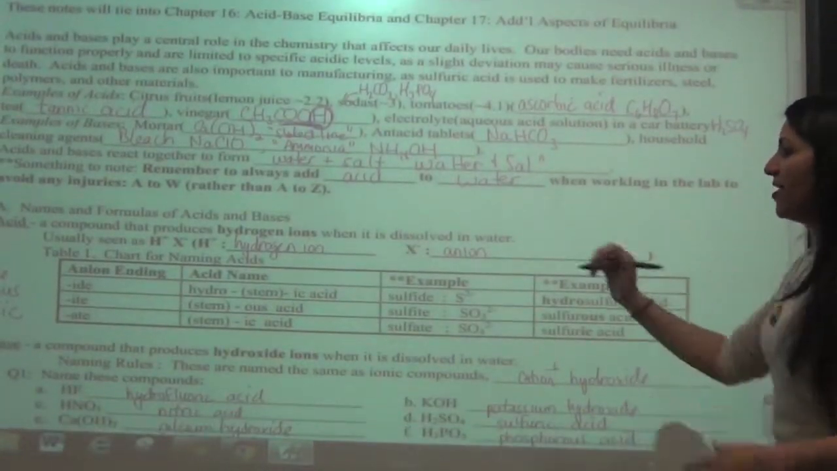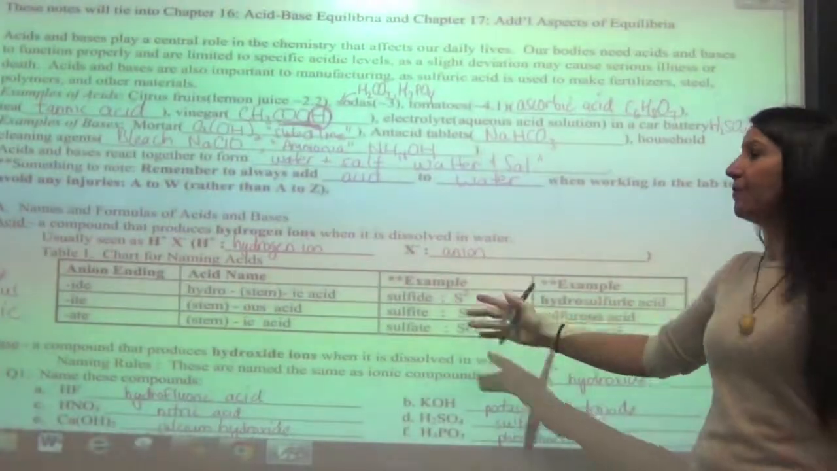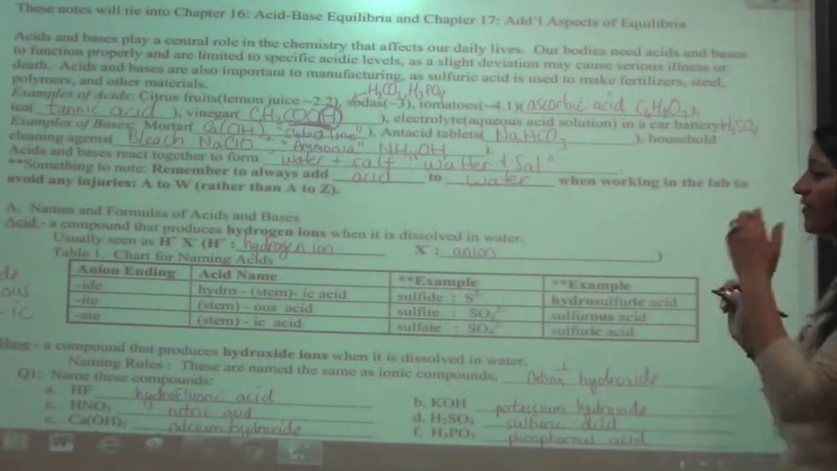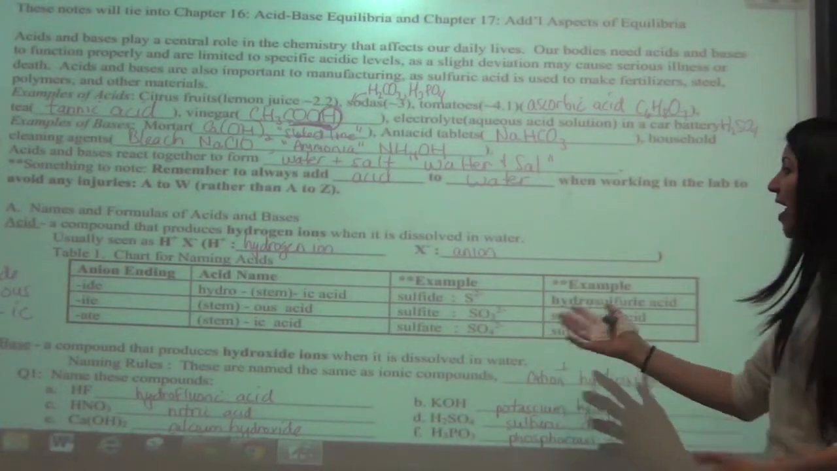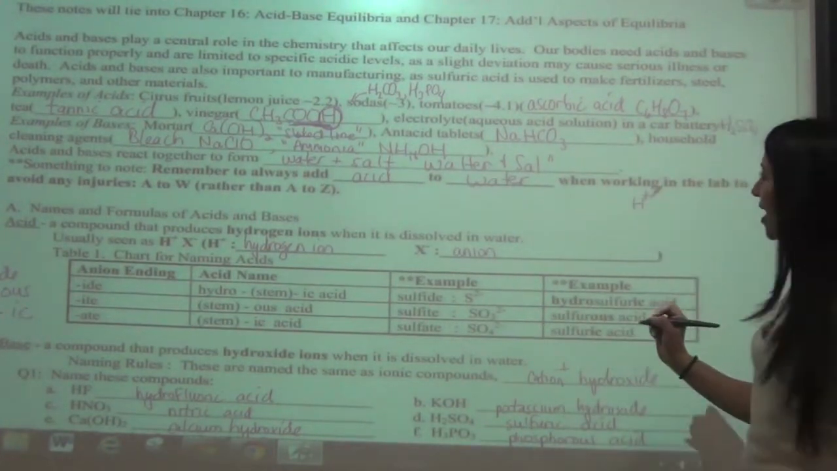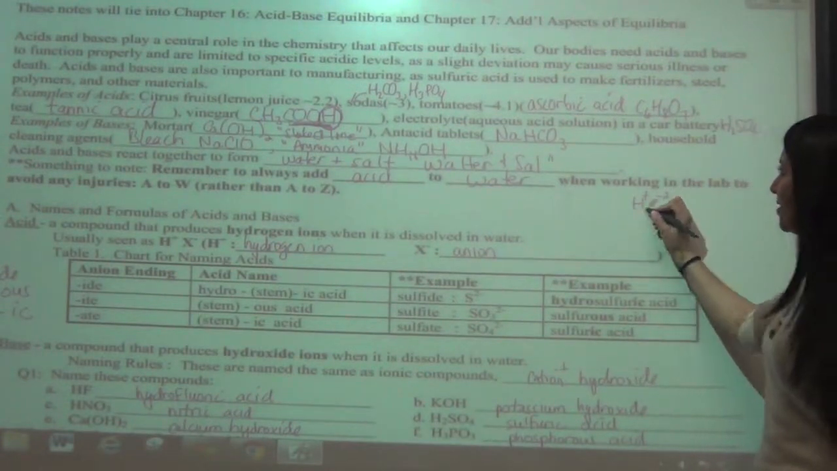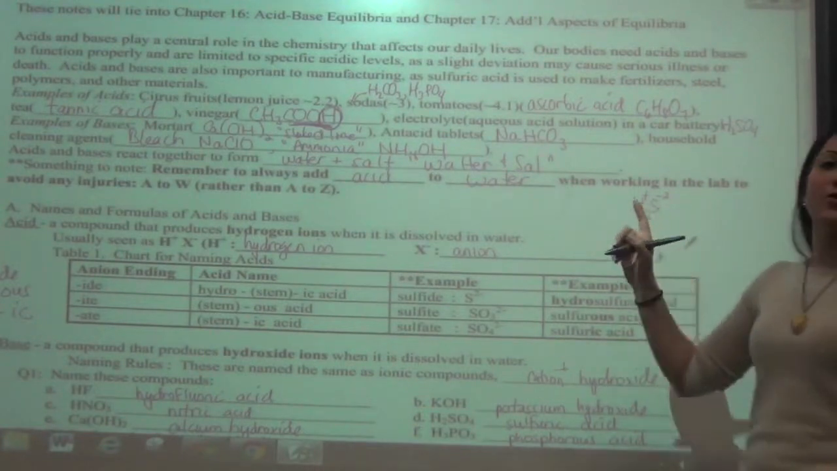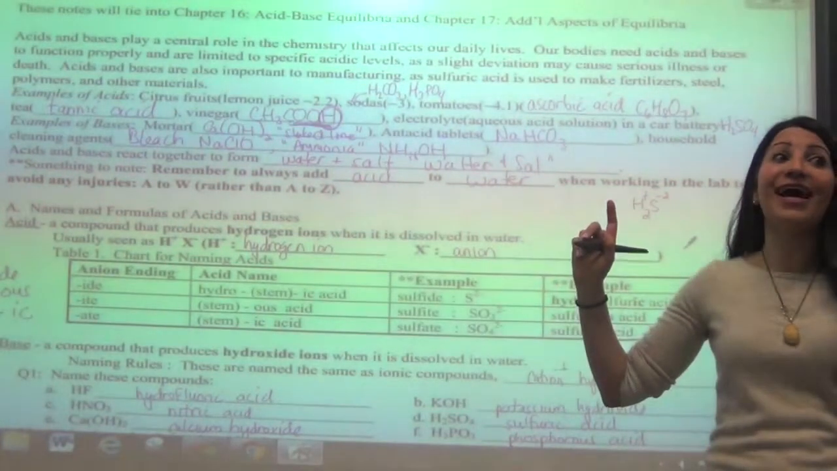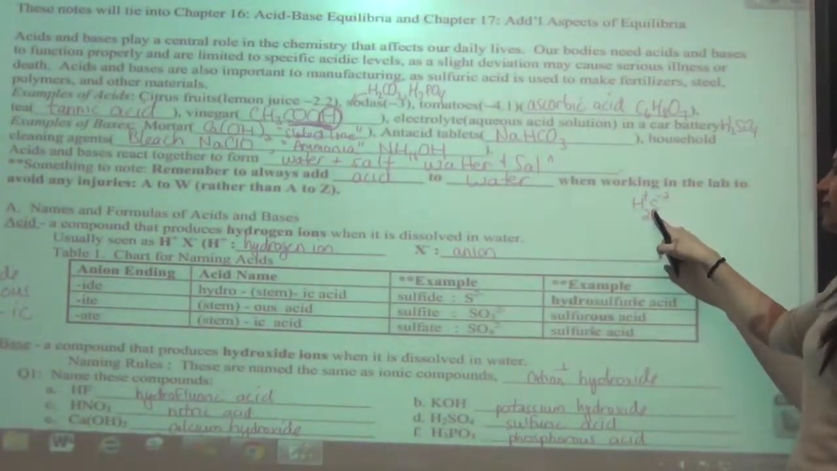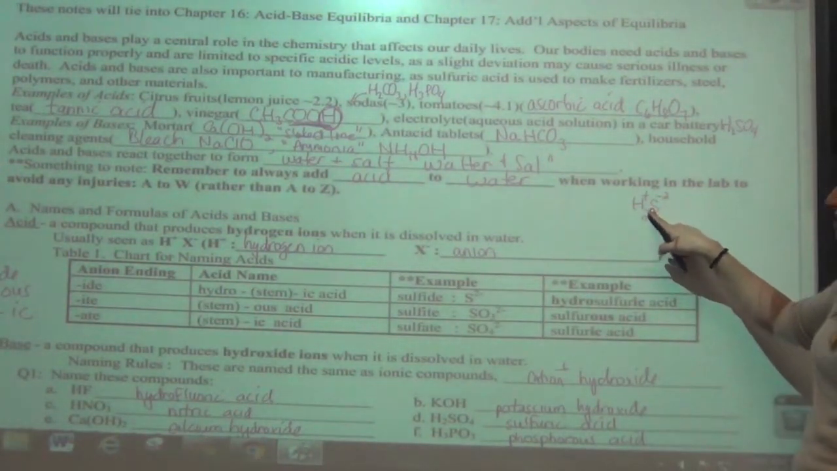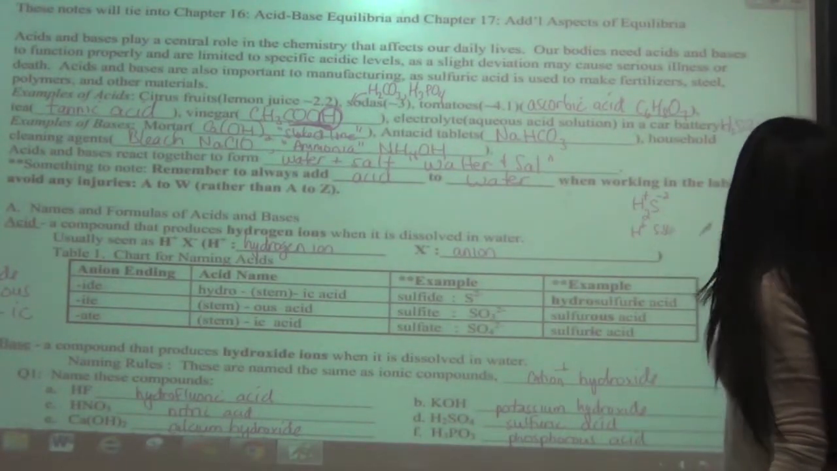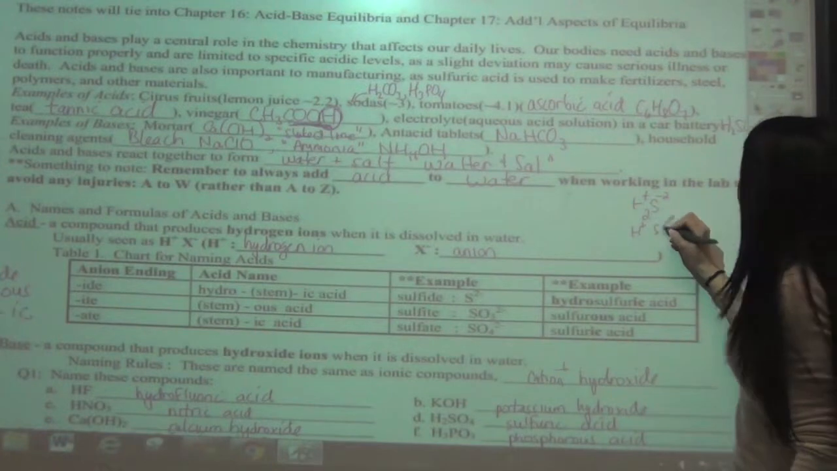Okay, so if you had sulfur, for example, we would have the sulfide ion, the sulfite ion, and the sulfate ion. In front of each one of those, if you had the hydrogen, it would be H plus with an S negative 2. So here it would be H2S after you crisscross your charges. So no polyatomic ion, yes, hydro. So this would be called hydrosulfuric acid.